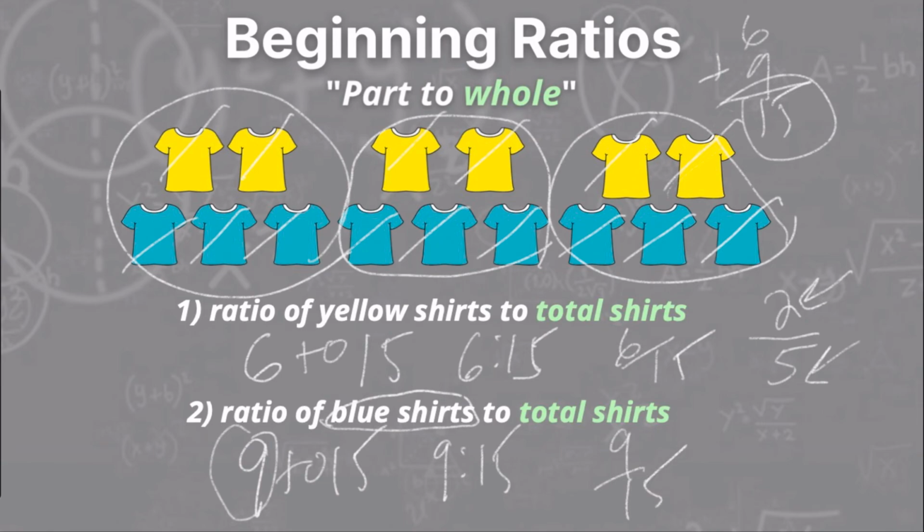And once again, this fraction can be simplified by 3. So 3 goes into 9 3 times, and 3 goes into 15 5 times. And if you look at our drawings up here, that's correct because for every group of 5 shirts we have, 3 of them are blue. Again, this is called a part-to-whole ratio.